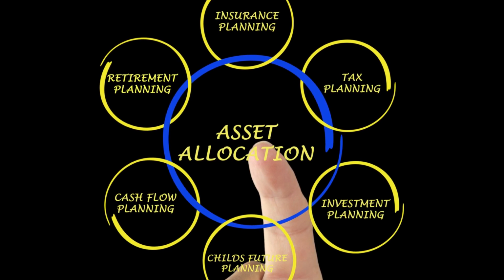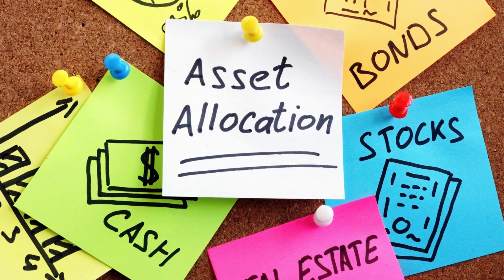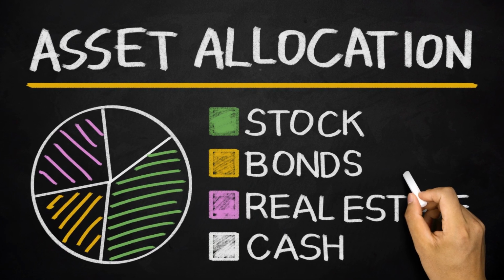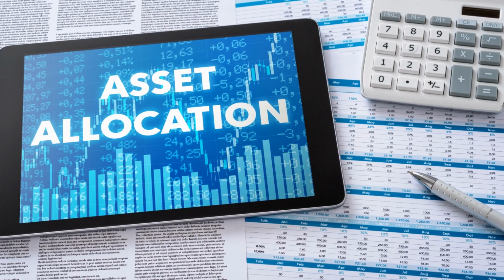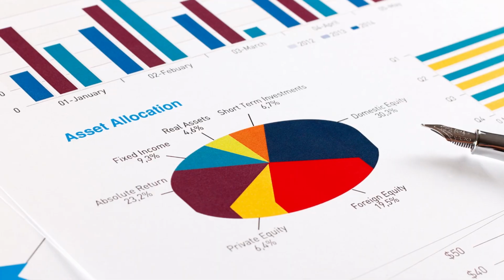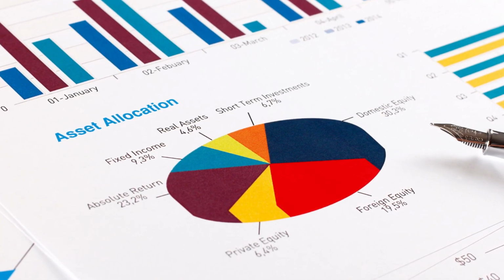Asset allocation is the process of dividing an investment portfolio among different asset categories, such as stocks, bonds, and cash. Diversification and asset allocation can help improve the risk-return profile of a portfolio. Rebalancing involves periodically adjusting the allocation of a portfolio to maintain a desired level of risk.